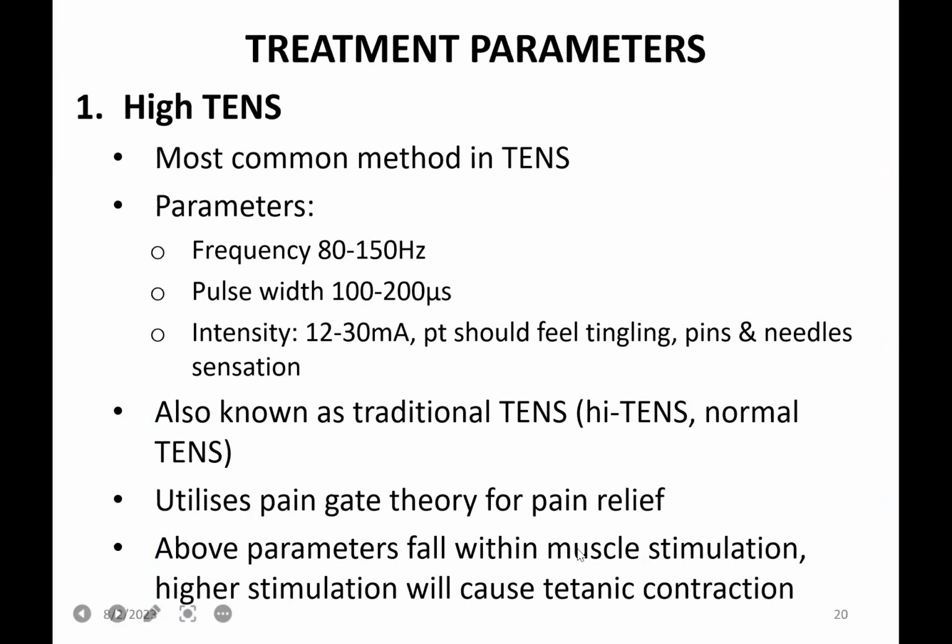When we look at the treatment parameters, it's important here to mention that there are basically two types of TENS, which are also subdivided into two groups in each category. So we have what we call high TENS, which typically uses frequencies between 80 and 150 hertz. And as indicated earlier, because of the high frequency, this type of TENS uses a lower intensity, which then results in a tingling sensation. This is quite tolerable for most patients.